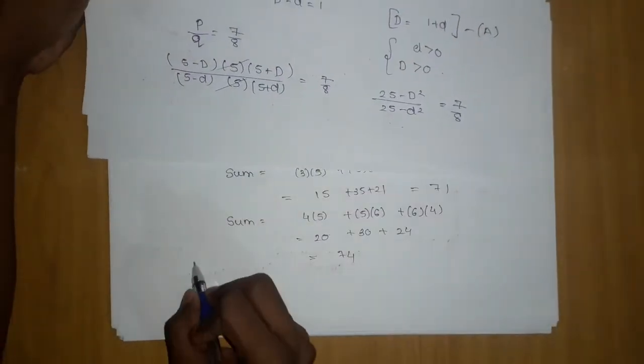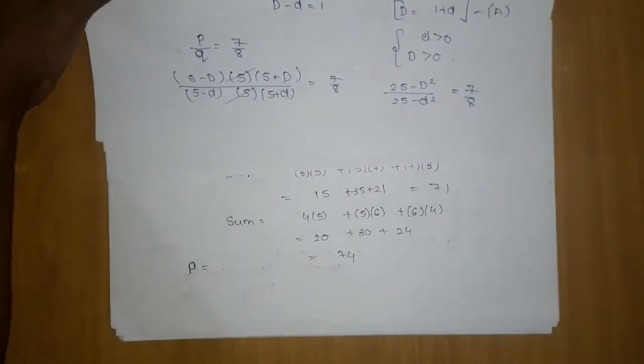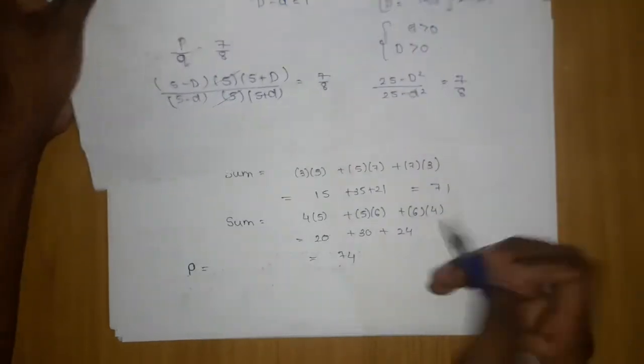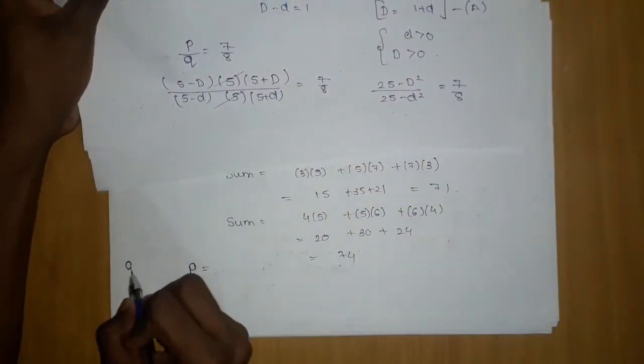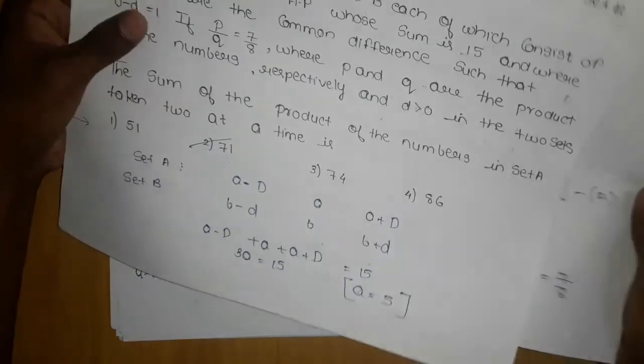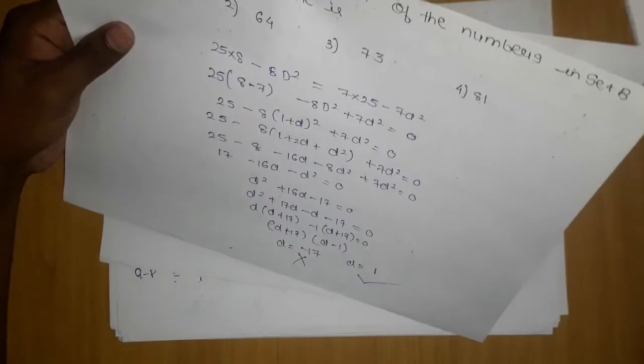And the last one, which is q minus p. So how can I get it? First I need to get p and q. I want q minus p, but before that I must know the p value and q value. Let's check.